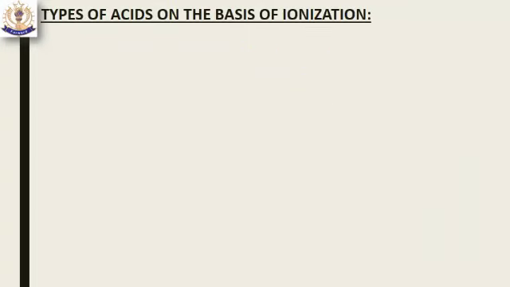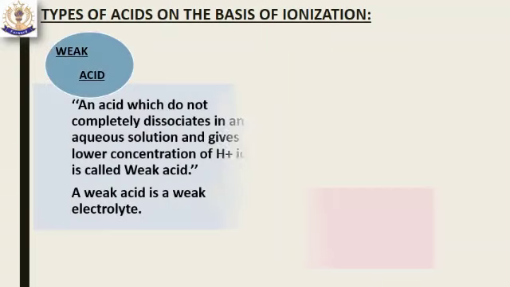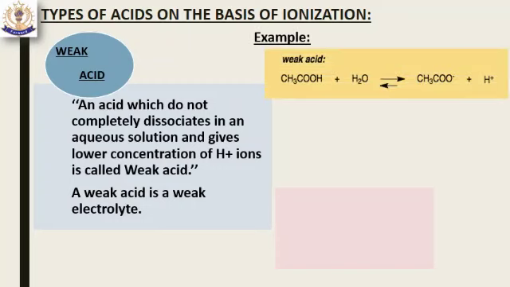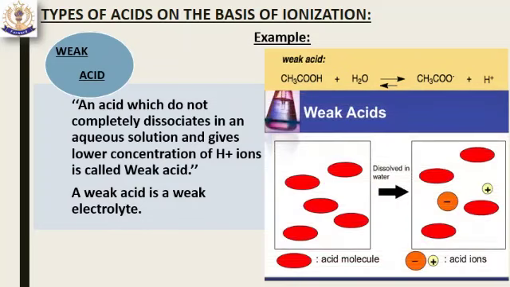The second type of acid on the basis of ionization is weak acid. Its definition is an acid which does not completely dissociate in an aqueous solution and gives lower concentration of hydrogen ions is called a weak acid. Example, acetic acid when dissolving in water gives acetate ions and hydrogen ions, but the dissociation is not complete. It is a partial dissociation. That is why the arrow here is a double half-headed arrow, because there is no complete forward reaction.